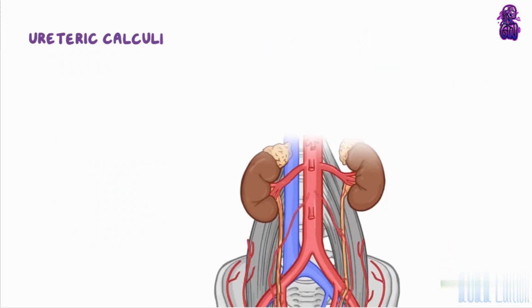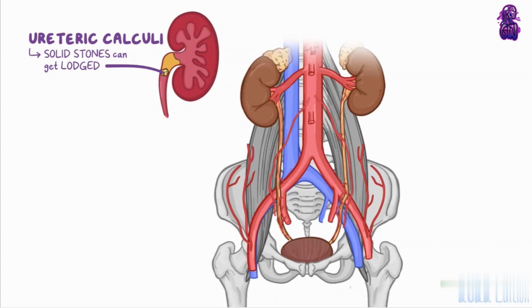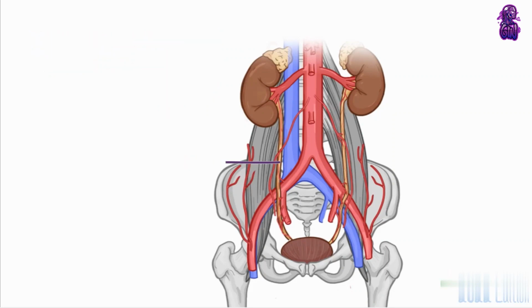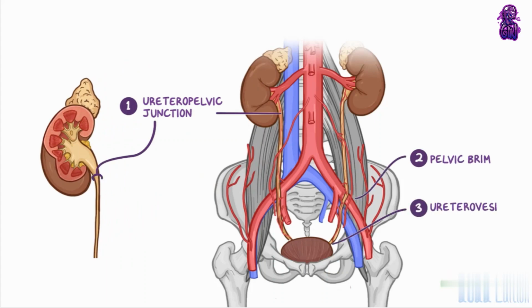Ureteric calculi are the presence of a solid stone, typically causing symptoms when they travel along the ureters. Anatomically, there are 3 locations where the ureters are the narrowest and where a stone is more likely to get stuck: the ureteropelvic junction, the pelvic brim, and at the ureterovesical junction.